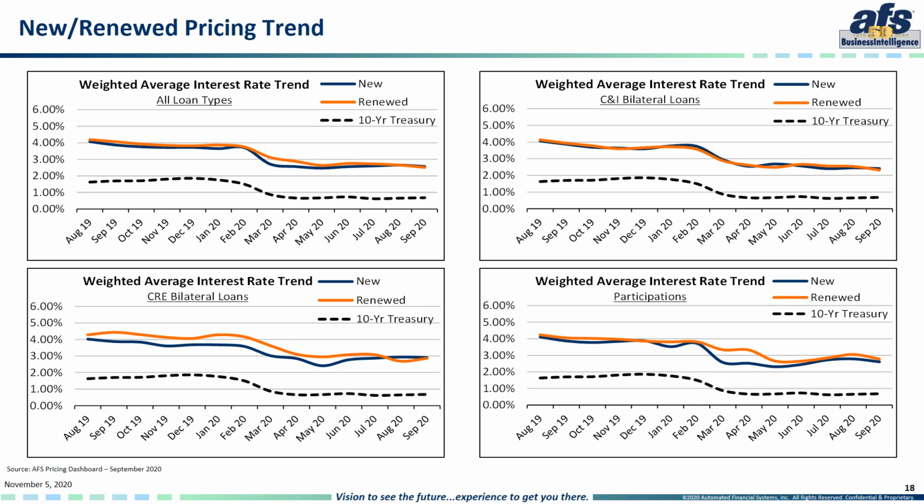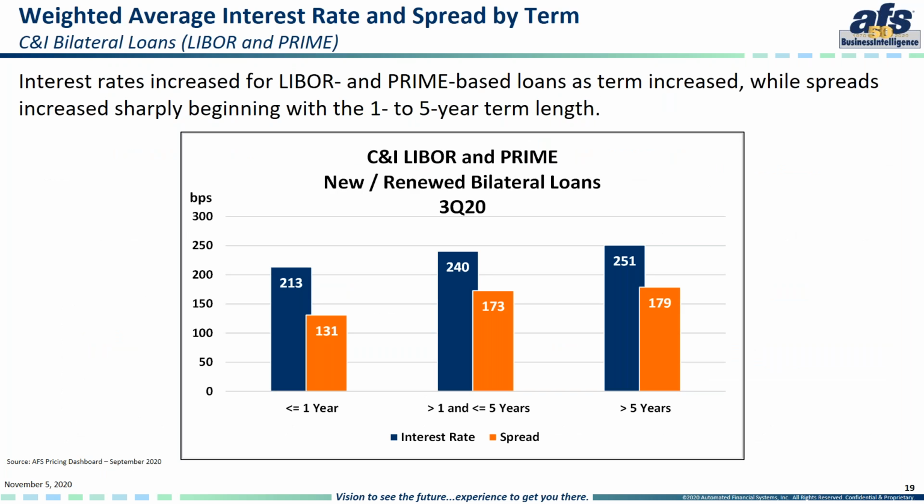On the next chart, we look at C&I bilateral LIBOR and prime-based loans by term. For the third quarter, rates are higher for the longer terms, and this is noted by the blue bars. The spread on those loans, noted by the orange bars, increases sharply when the term is greater than 1 year, but does not get much higher for those loans with terms greater than 5 years.